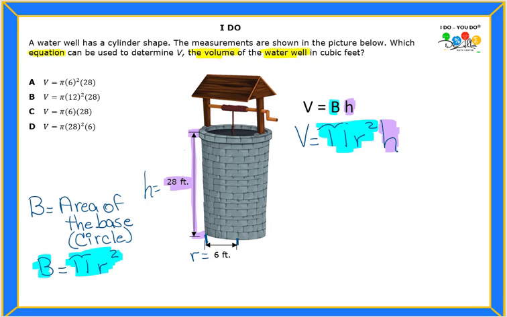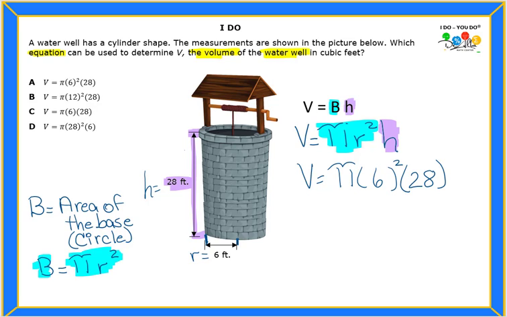Is that right? So let's replace some values here. So we have V equals pi. I'm going to leave it alone. What's the radius? 6. Very good, to the second power. And the height, it's 28. Simple as that. Okay? So now go back and look at the answer choices.